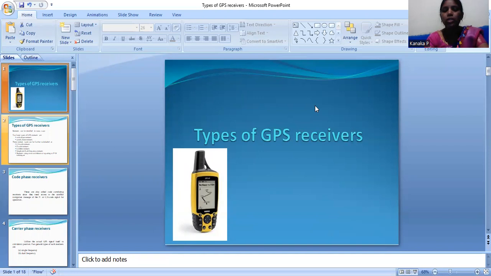Static position means the object is positioned stationary. It is used for surveying. Kinematic position means the object is moving. This is adopted in navigation. So this is the basic concept of GPS.